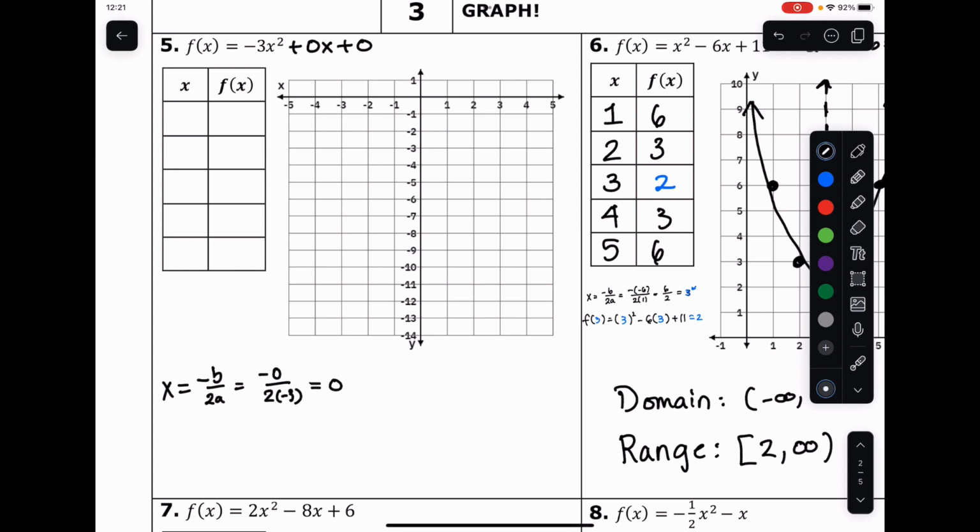Well, 0 divided by anything is still going to be 0, so our center and our axis of symmetry, this time I'll do it in red, is going to be at 0, which is right here on the y-axis. The y-axis is the equation x equals 0. So that is our axis of symmetry, x equals 0. Now to figure out the vertex, I'm going to plug that 0 into our function. So that's negative 3 times 0 to the second power plus 0x plus 0, which is going to just be 0.